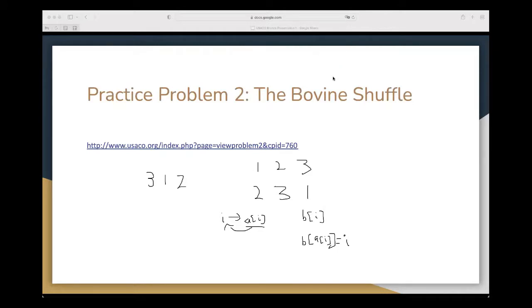So yeah. Essentially, the key idea behind this is to figure out a way to unshuffle the permutation rather than trying to just guess the initial permutation, shuffle it and check if it works.